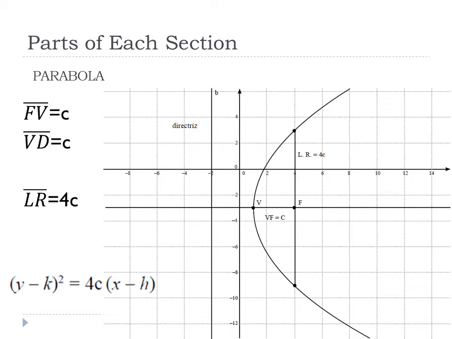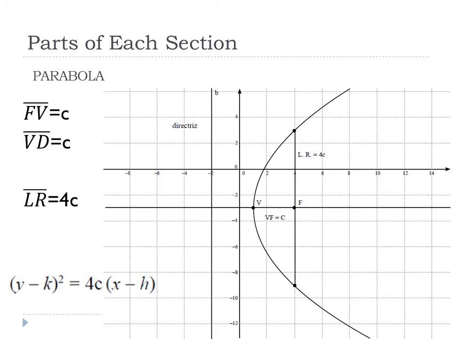Now, once I know the vertex, I need to find the other points. But first, let us understand how you build a parabola. A parabola is built or defined in the following way. I have a directrix. It's this line. I have a focal point. Okay? Halfway between the directrix and the focal point, I will always find the vertex.